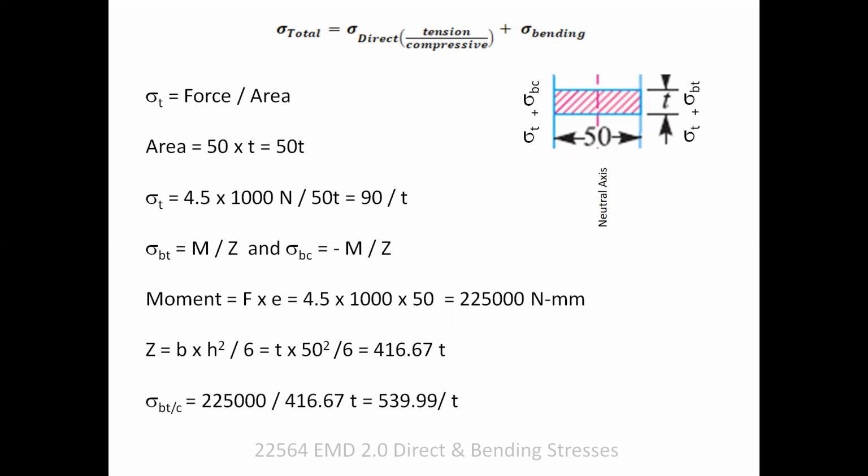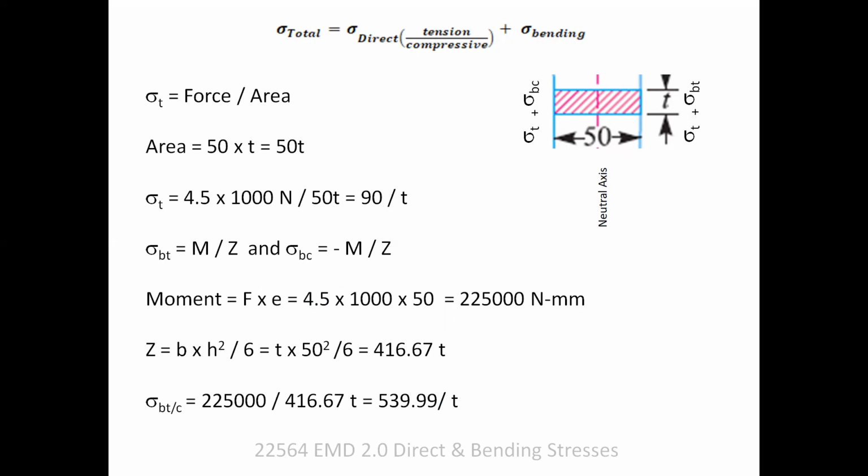So that's why, if you see, sigma T plus sigma BT is on the right side, and sigma T minus sigma BT is on the left side. If you take tension as positive and compression as negative, we have to consider sigma T minus sigma BT. Now here we must consider the maximum. So the maximum is sigma T plus sigma BT.